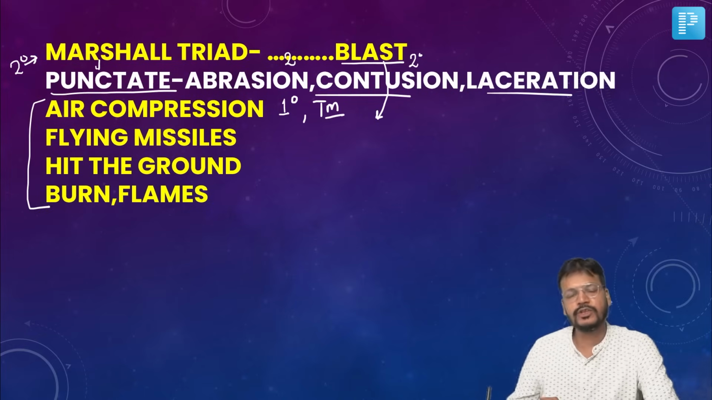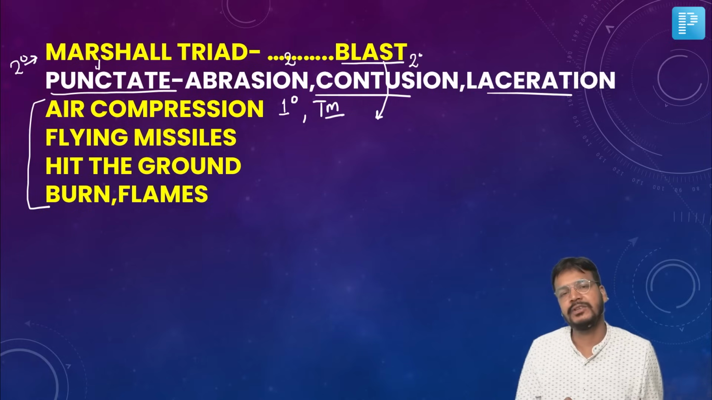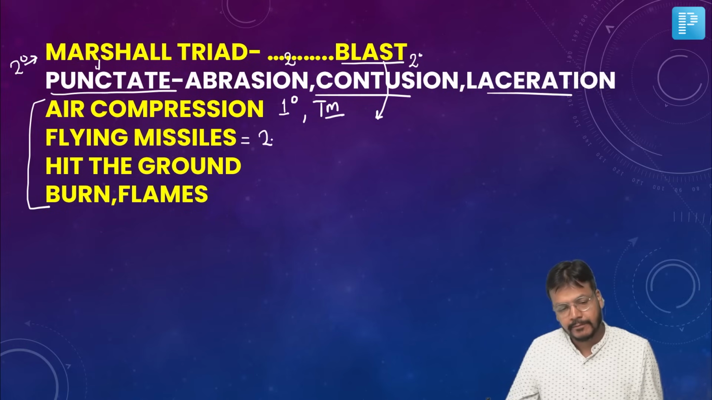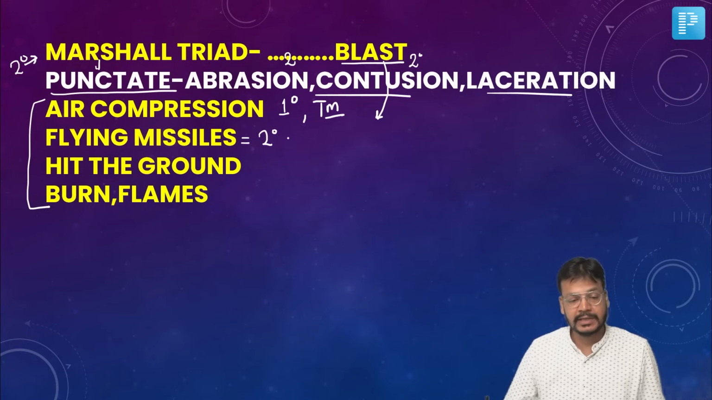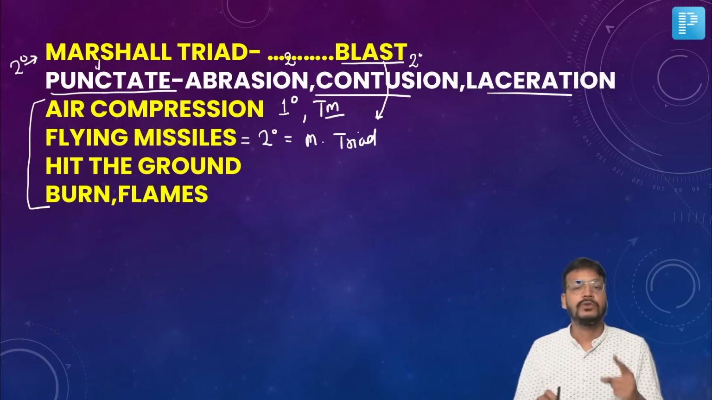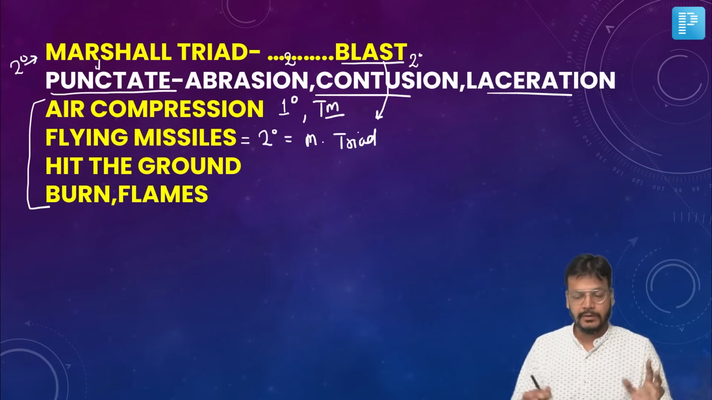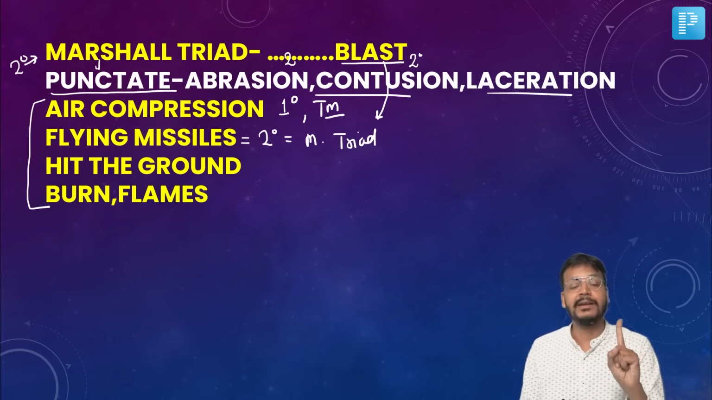The first part to be damaged is the tympanic membrane. The second would be the lung. So air compression is a primary blast. Flying missile hitting your body, as I told you, will produce Marshall triad. So Marshall triad is a secondary blast. Whatever flying objects there are will hit you, that's Marshall triad, secondary blast.